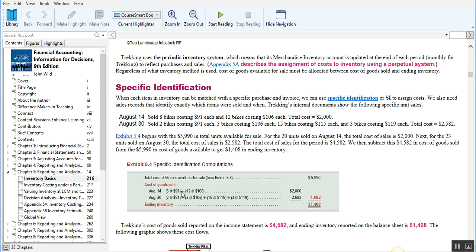So we add up the cost for each of these. We're taking 2 times 91 plus 3 times 106 plus 15 times 115 plus 3 times 119 to get 2,582. Our total cost of goods sold under specific identification is then 4,582, giving us an ending inventory of 1,408.